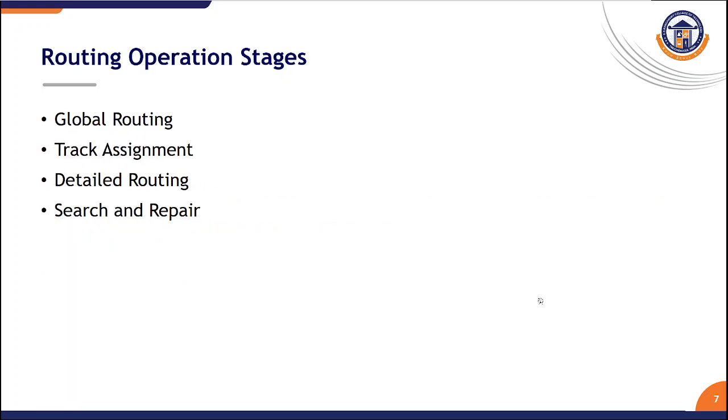And the next one is the routing operation stages. Routing is performed in multiple stages to handle complexity efficiently. The main stages are global routing, track assignment, detailed routing, and search and repair. Let us briefly understand them one by one.